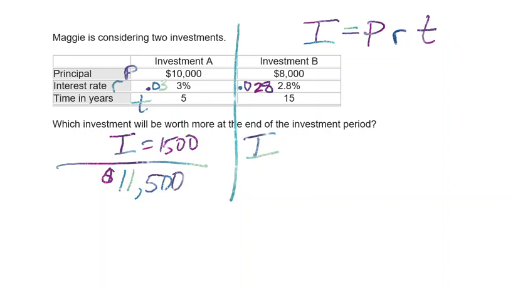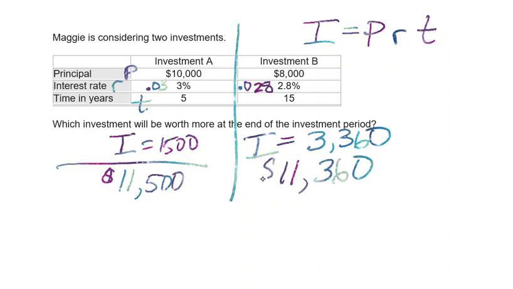Then we multiply by 0.028, which is a lower interest rate. Then we multiply by 15, and she does get more interest, but when we add that to the lower amount that she started with, she has less money in investment B than she would in investment A.